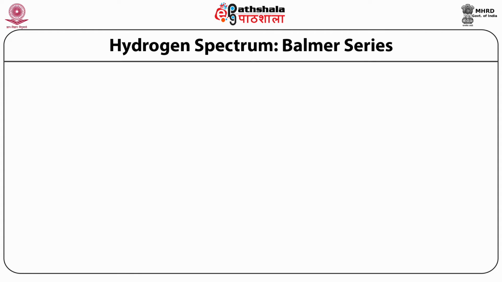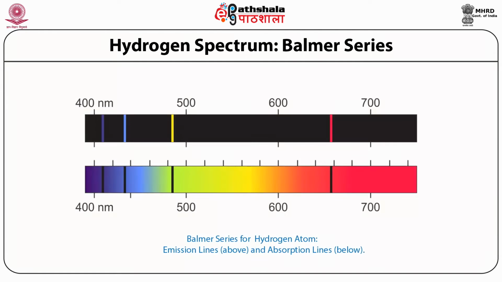Now on the screen you can see the same picture which you just saw, that is the emission lines of the hydrogen spectrum in the Balmer series.